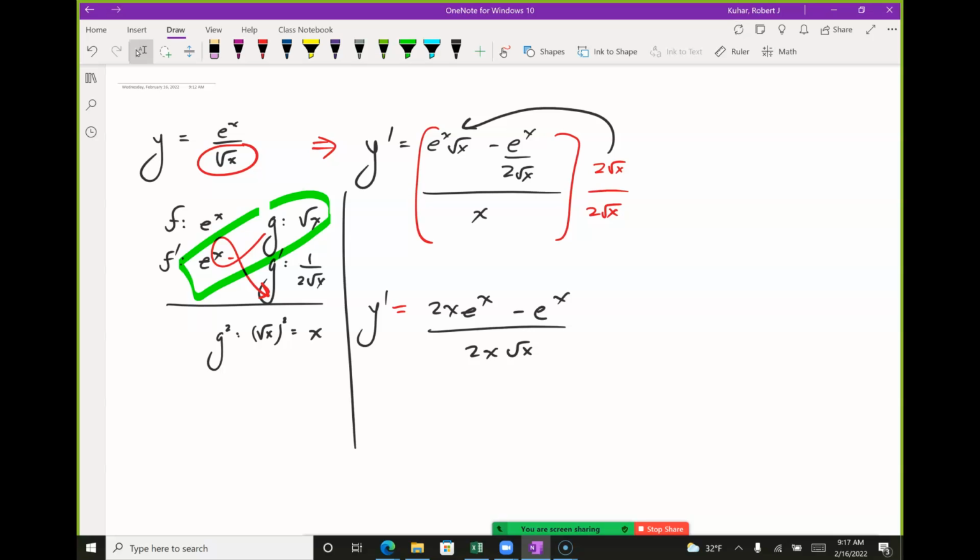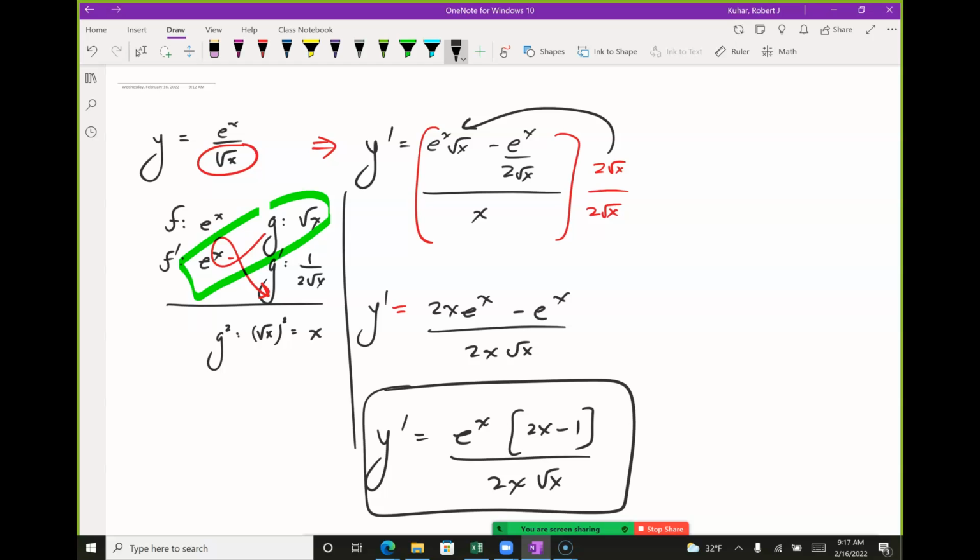Make sure everybody's okay there. Still not done. You can factor out an e to the x. And done.